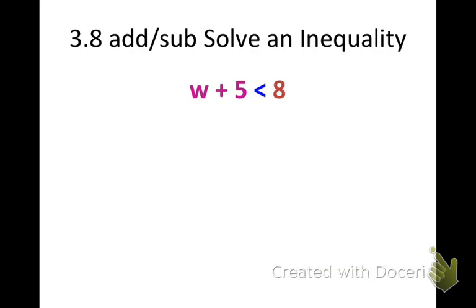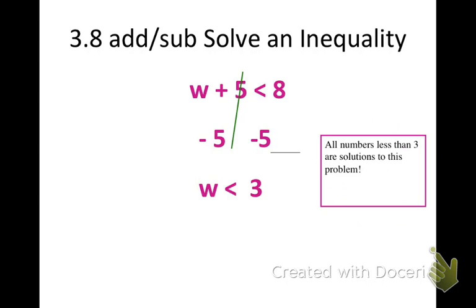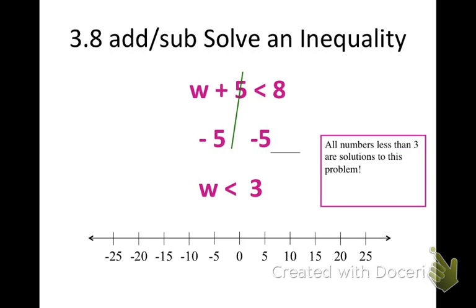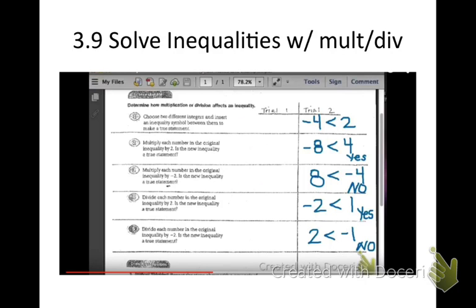So an example of this would be, it looks just like an equation, but it has an inequality symbol instead. So you're subtracting 5 on both sides, and you get w is less than 3. That's an open circle, and it's going to point to the left. So all the numbers less than 3. Remember, you could substitute some of those in.